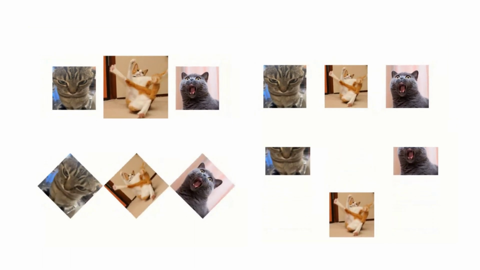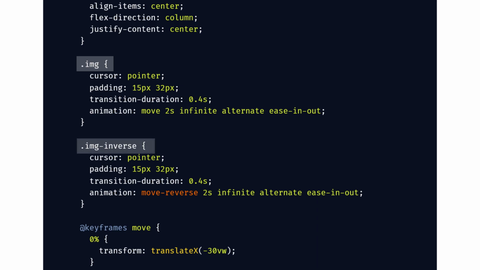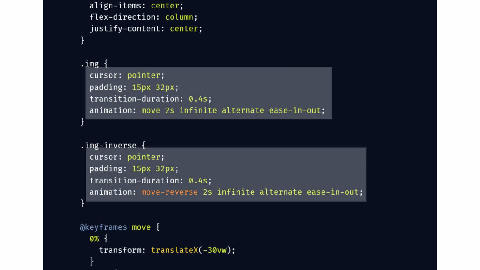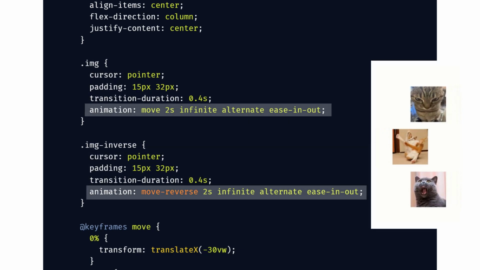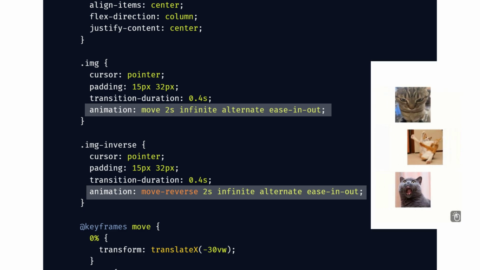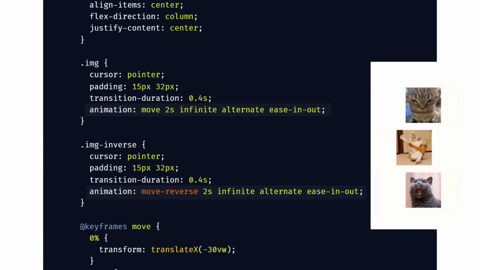Cats. This is how to add this animation to your website. This code defines two CSS classes, .img and .img-inverse, which apply to HTML elements. Both classes set the cursor to a pointer, define padding, and specify a transition duration for smooth animations. Additionally, they each include an animation called move or move-reverse, respectively.